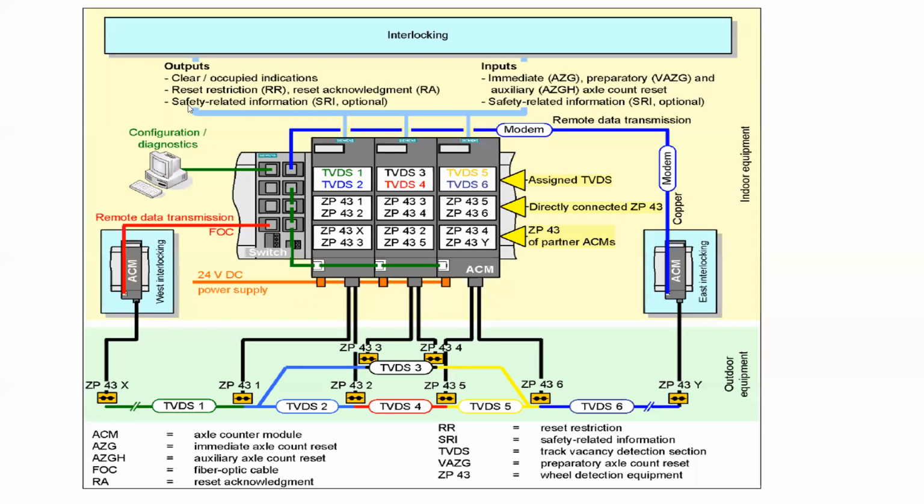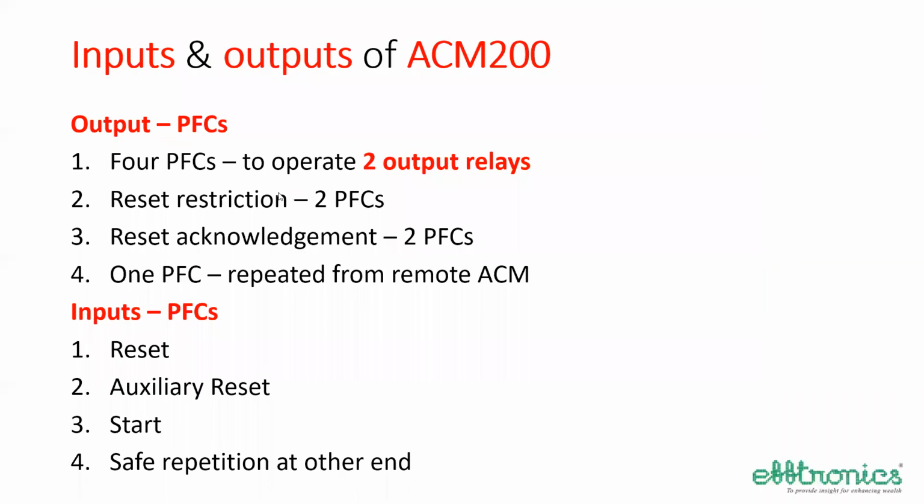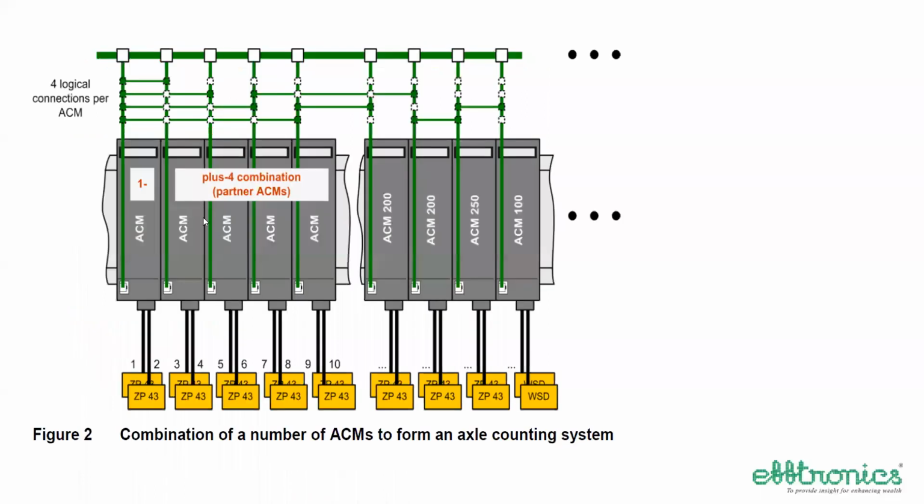Reset acknowledgement, and then safety related information, again is an output. A potential free contact wired here can be repeated back at the station, like that. So what all I have explained there about inputs and outputs, I have only written here.